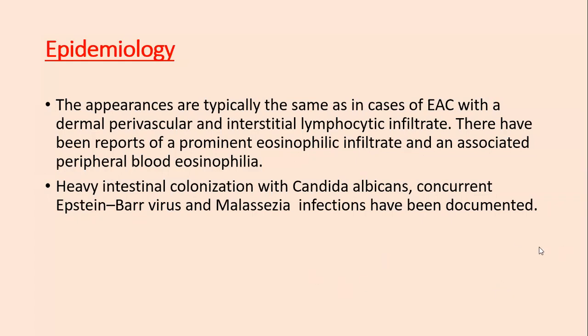The appearance is typically the same as that of erythema annulare centrifugum, and histology is also similar. Usually the histology in all annular erythema is similar, mainly characterized by a perivascular sleeve-like lymphohistiocytic infiltrate. There have been reports of prominent eosinophilic infiltrate along with peripheral blood eosinophilia. This eosinophilic infiltrate is not seen in erythema annulare centrifugum. Heavy intestinal colonization with Candida, EBV, or Malassezia infection have been documented.